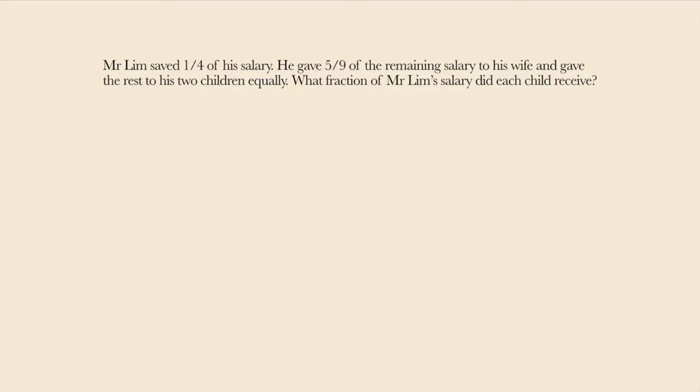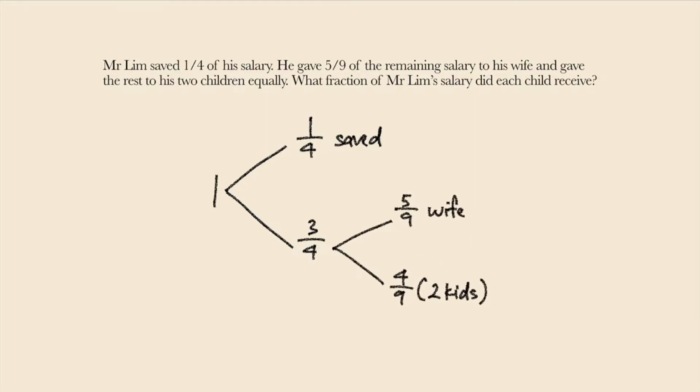So Mr. Lim saved 1/4 of his salary. The remainder would be 3/4. He gave 5/9 of the remaining to his wife and the rest to his two children equally. So if this is 5/9 of the remainder, this is 4/9 of the remainder given to two of his children equally. What fraction did each child receive?